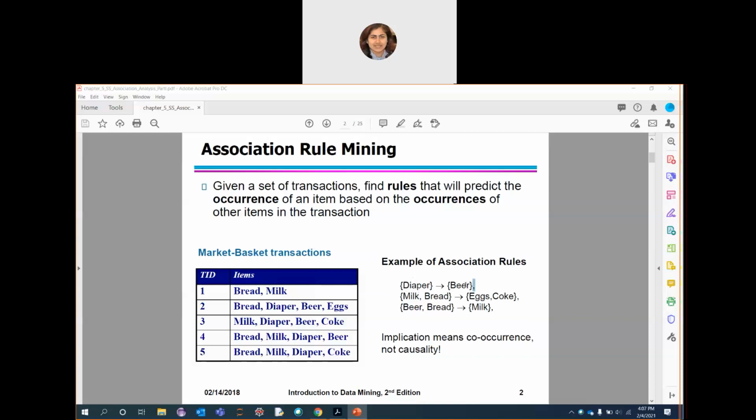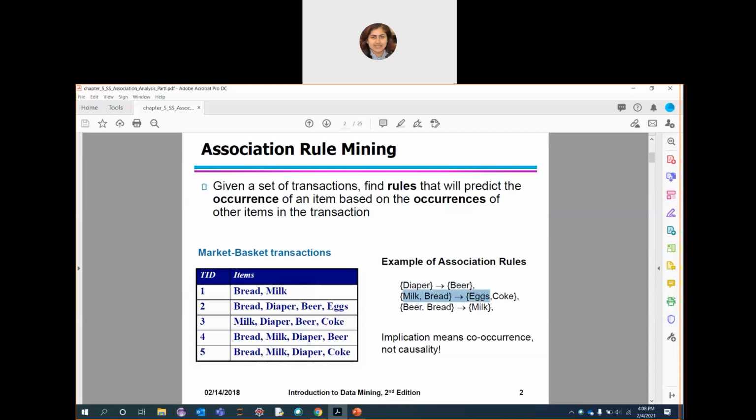For example, let's take this example: diaper implies beer. What does it mean? This rule suggests a relationship between the sale of diapers and beer, because many customers who buy diapers will also buy beer, and retailers can use this type of rule to help them identify new opportunities for cross selling their products to customers. I hope you got some idea about what association rule mining is.